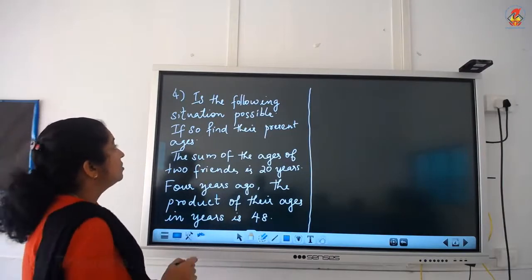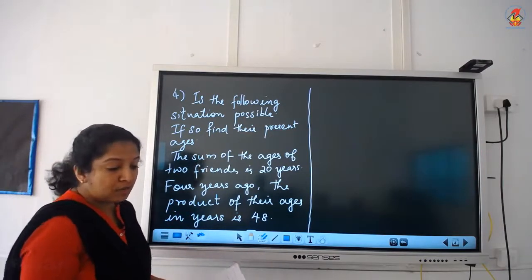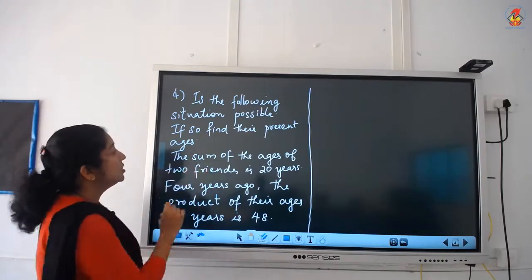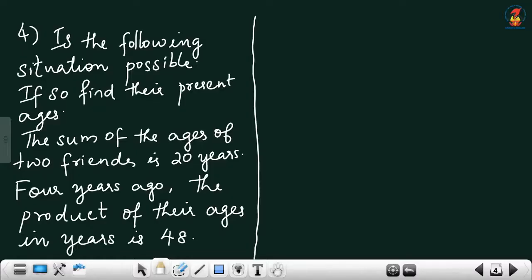Next is the fourth question from the same exercise, exercise 4.4. Is the following situation possible? If so, find their present ages. It is possible only if it has real roots. That means either b square minus 4ac greater than 0 or b square minus 4ac equal to 0. If it is less than 0, that situation is not possible.